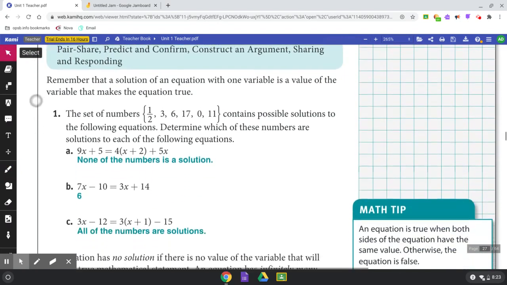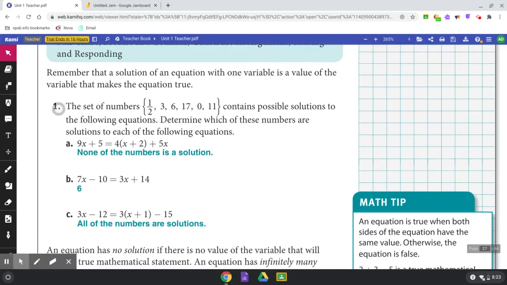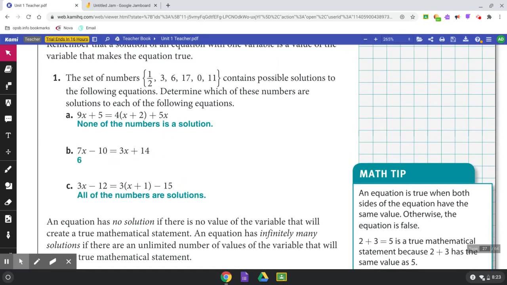Okay, so question 1. Remember that a solution of an equation with one variable is a value of the variable that makes the equation true, such as if you solve an equation and get x equals 1. Well, that means that when the value 1 is substituted in the equation, you get a true statement. Okay, so question 1 says the set of numbers 1/2, 3, 6, 17, 0, 11 contains possible solutions to the following equations. Determine which of these numbers are solutions to each of the following equations.